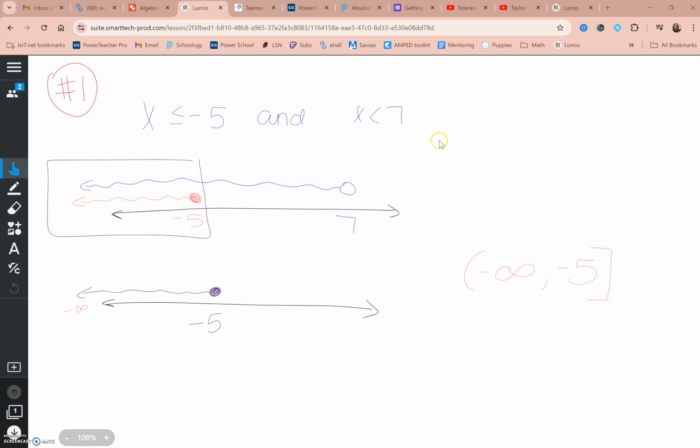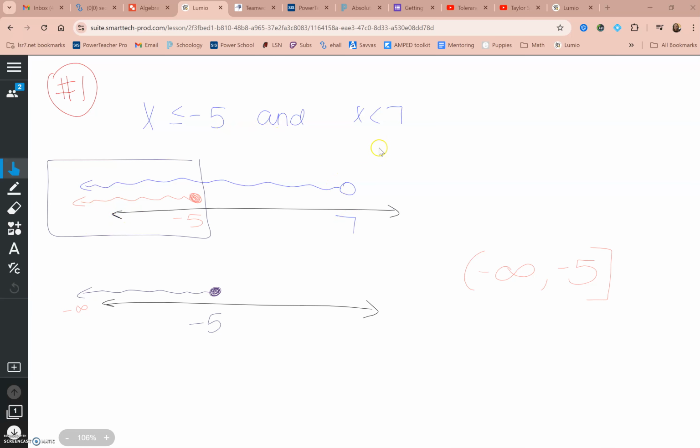Now remember, when we have an and, we have to look for the overlap. So we have a rough draft and a final draft. On our rough draft, I put the smaller number first, -5, and then the bigger number, 7, and I just graphed them both. So x is less than or equal to -5. X could be -5, so we have a closed circle. And all our possibilities are smaller than -5, so the smaller numbers are going to go to the left. This is where all our smaller numbers are on our number line.